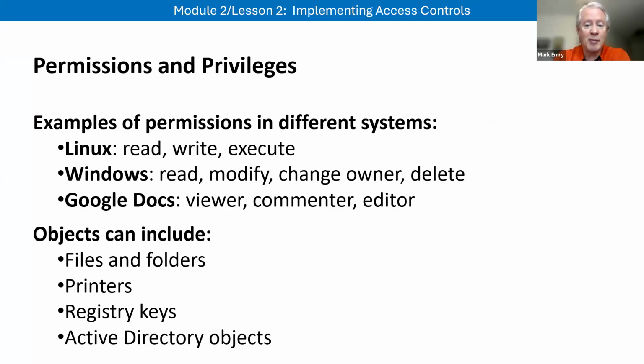Linux file and directory permissions are defined as read, write, execute. Permissions in the Windows operating system depend on the type of object, but some common permissions are read, modify, change owner, and delete. Objects can be files, folders, printers, registry keys, and Active Directory domain service objects. Google Documents use a share feature to grant permission levels of viewer, commenter, or editor to an individual or group.